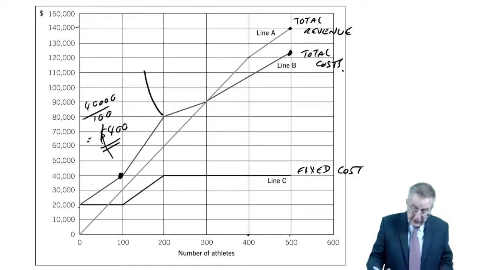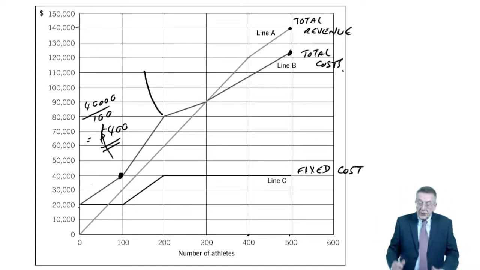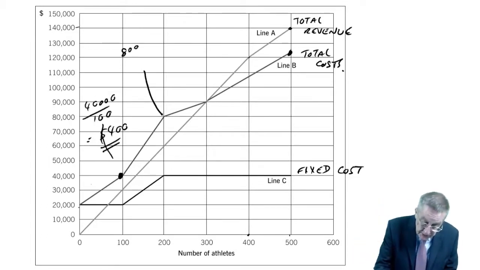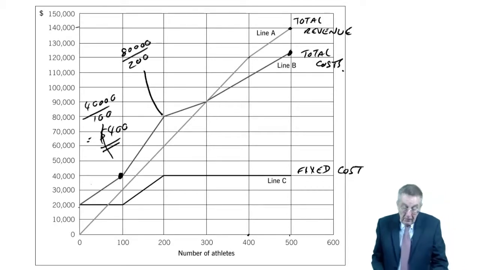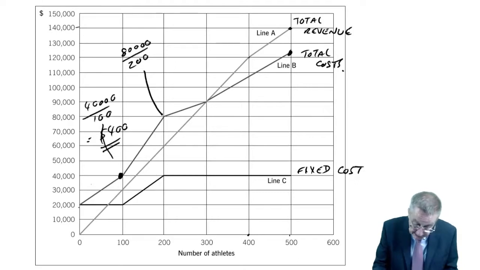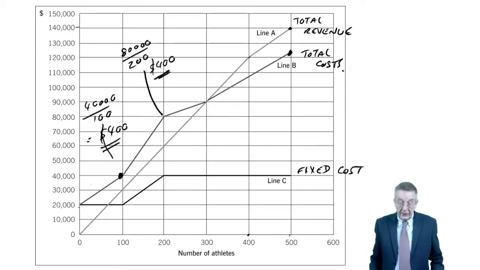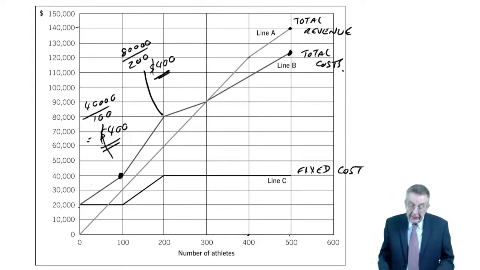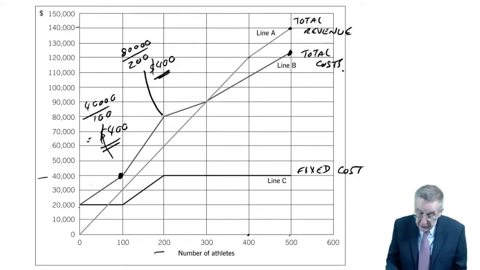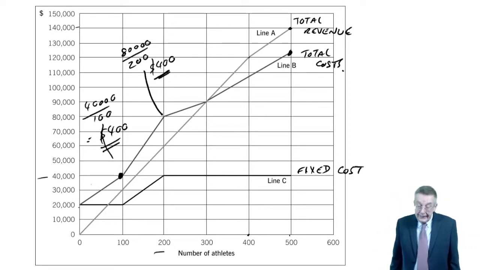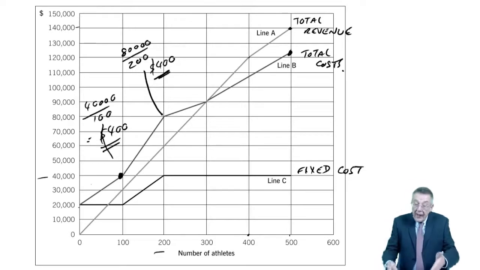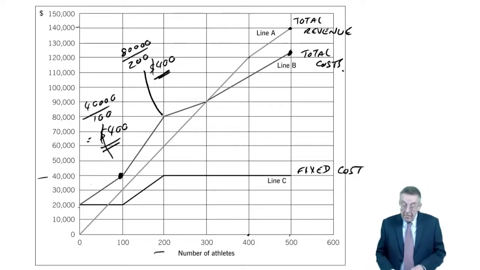What happens when we get to 200 students? The line shifted. And what is it now? The total is 80,000 for 200. Am I right? Yes, 80,000 for 200. Again, it stayed at 400 an athlete. And how's that happened? Well, we did have that sudden jump in the fixed cost, so it's now 40,000 for 200, which is 200 per athlete. The variable cost, therefore, has stayed the same, that's 200 as well.